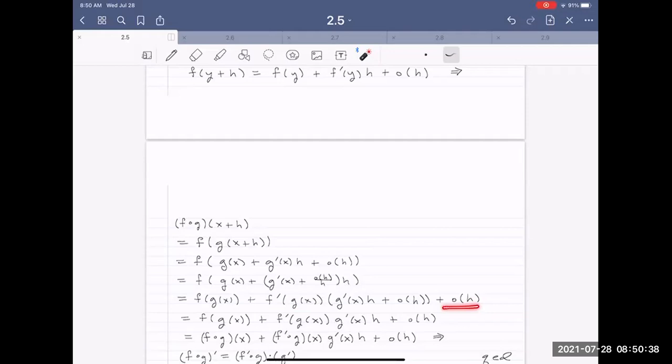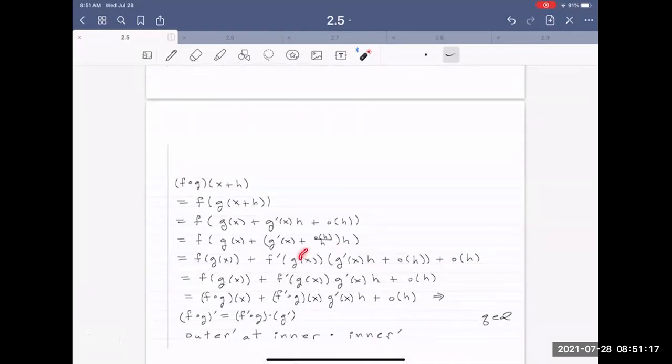Little o of this. Well, this is bounded. I know that this doesn't depend on h. And as h approaches 0, this approaches 0. So this is here some constant times h. Therefore, as h approaches 0, this whole thing here, if you divide, you get just a little o of h. So this is a little o of h. Okay.